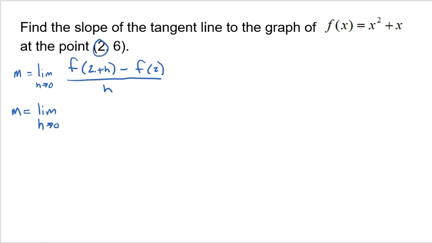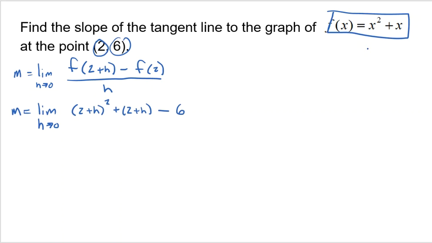All right, so I have to plug 2 plus h into my function. Remember, this is the function that helps me find y values. So I'm going to go ahead and plug in 2 plus h. So that's going to be 2 plus h squared plus 2 plus h minus f of 2. Now, I already know what f of 2 is. That's 6 because I was given the point. But if you want to confirm that, plug 2 into the function. You get 2 squared plus 2. 2 squared is 4. 4 plus 2 is 6. All divided by h. All right.